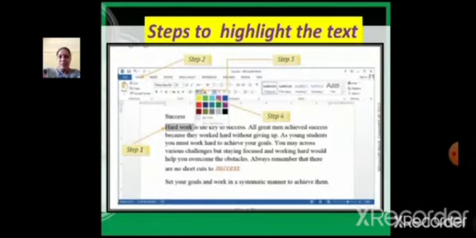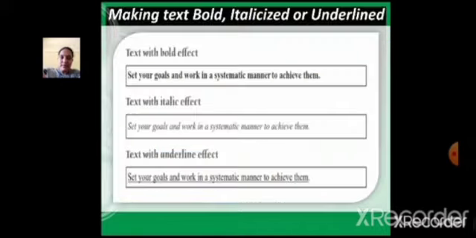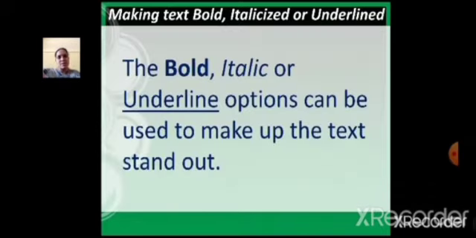So we learnt about the steps. Here you can see the color palette which shows different colors. These are the steps to highlight the text. We also learnt about making the text bold, italicized or underlined. Here you can see examples of how it looks when you use those options. The bold, italic or underline options can be used to make the text stand out. Compared to all other text, we can make it look different and attractive by using these options.